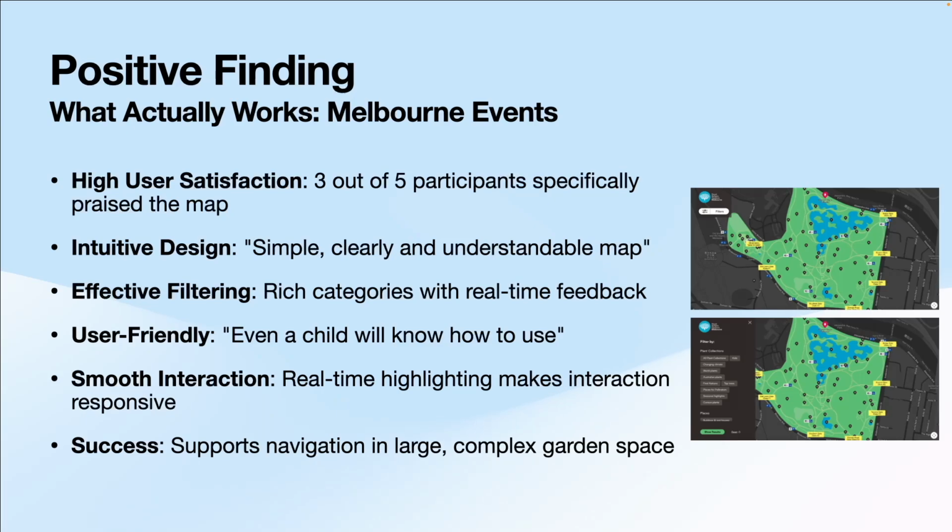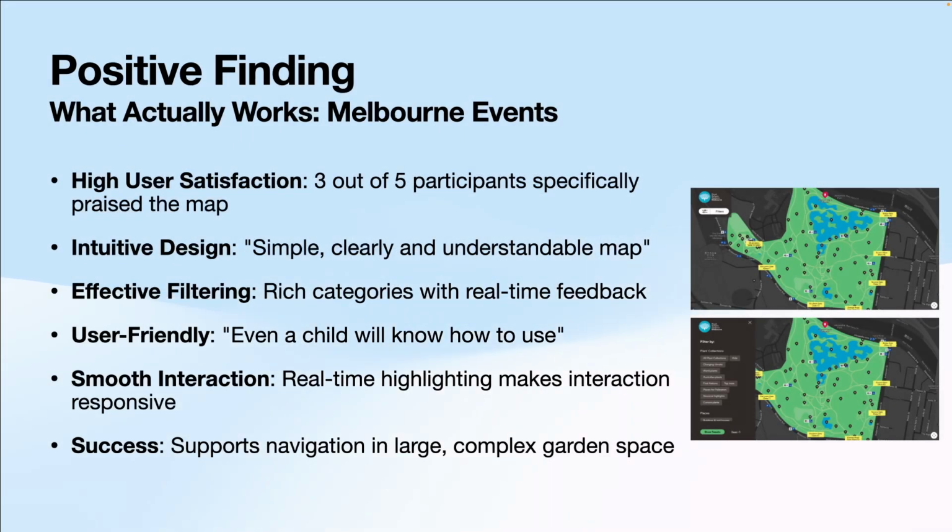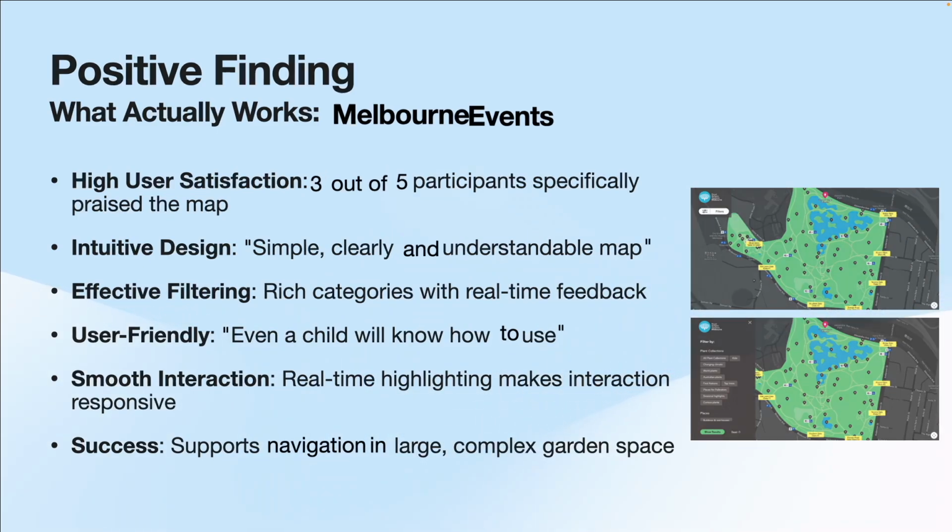However, we found one feature that works exceptionally well, the interactive map and its filter function. It's a simple, clear and understandable map. And what's more, it has a filter function, so I can just check what I want and then highlight them in the map. This demonstrates how good design can successfully support user exploration.